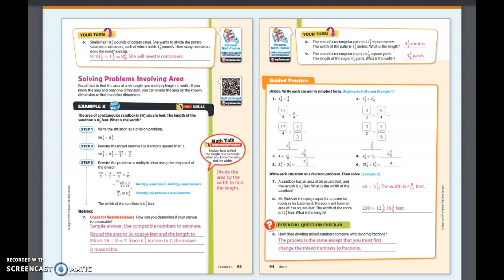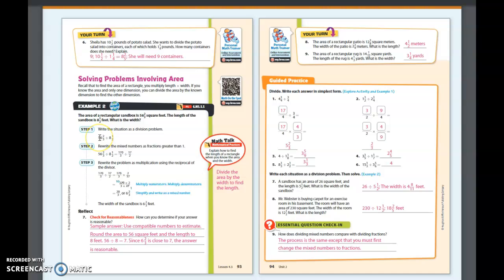Then solving problems involving area. Recall that to find the area of a rectangle, you multiply length times width. So if you know the area and only one dimension, you can divide the area by the known dimension to find the other dimension. So for example, the area of a rectangular sandbox is 56 2/3 square feet. The length of the sandbox is 8.5 feet. What is the width? So I have the total area, and I have one of the dimensions, the length. I'm now looking for the width.